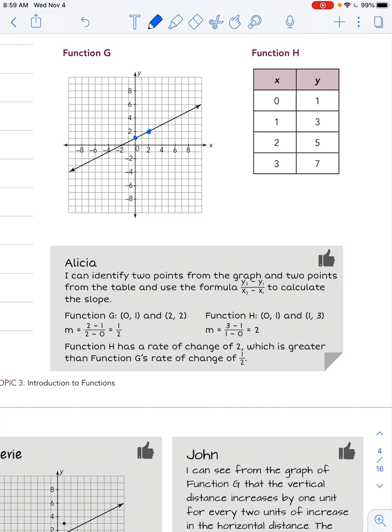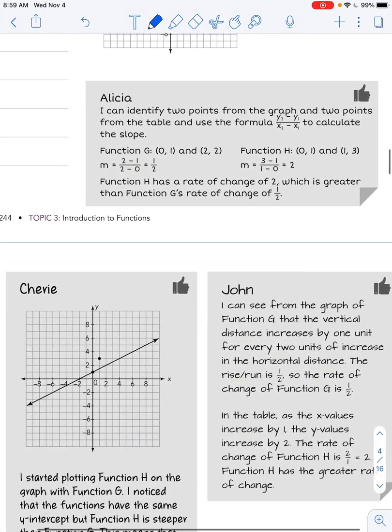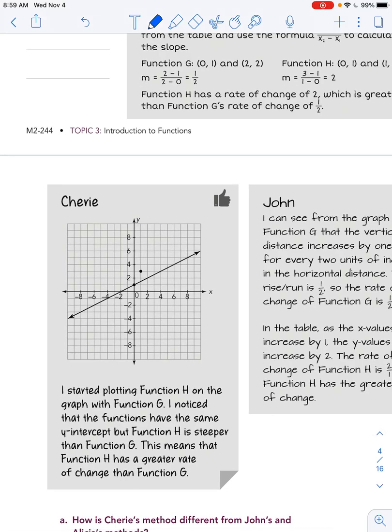That looks pretty good. So then she comes over to h, and she used the first one and the second one. So 3 minus 1 over 1 minus 0. She says function h has the rate of change of 2, which is greater than g's. Okay, that one sounds pretty good. Can we do the slope formula for that? Yes, that's perfectly fine. So let's go over to Sherry.